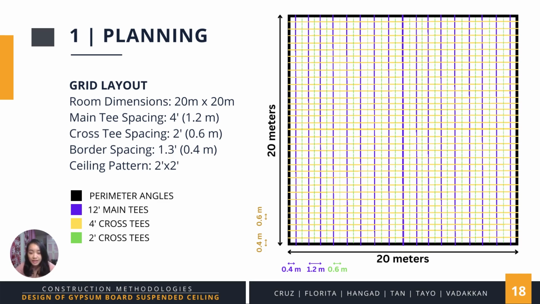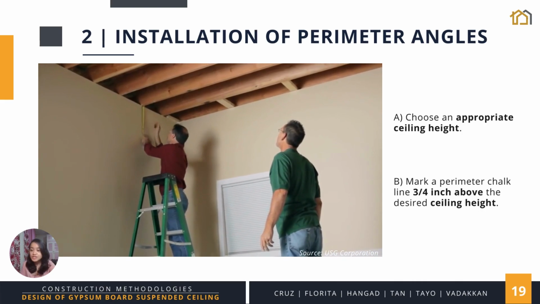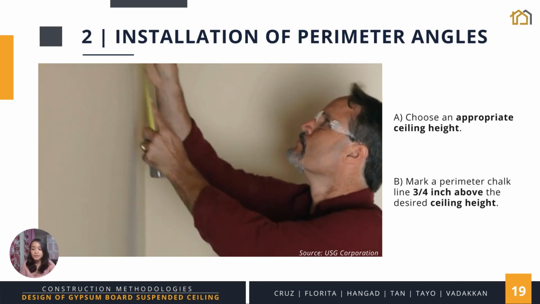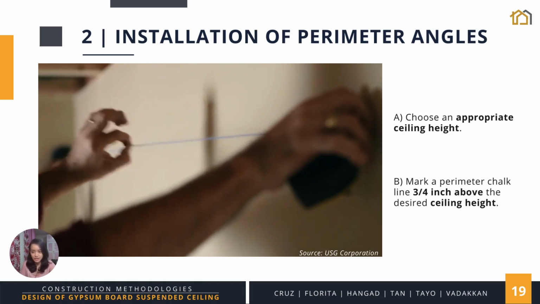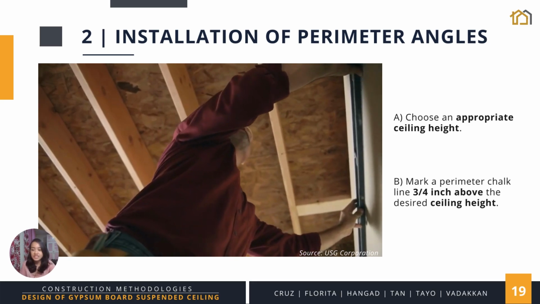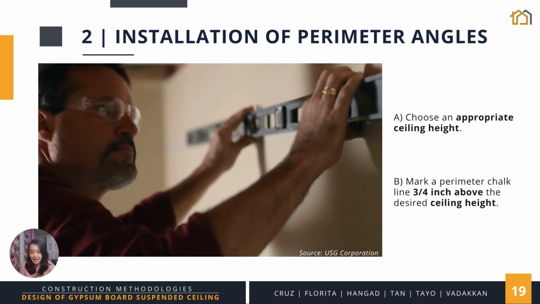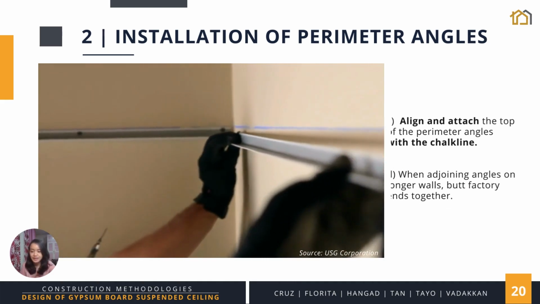Now that we're done with the grid layout, the next step is to install the perimeter or wall angles. First, choose an appropriate ceiling height. Be sure to maintain a 4-inch minimum clearance below the lowest air duct, pipe, or other obstruction. Then, mark a perimeter chalk line 3/4 inch above the desired ceiling height. Make sure to check the chalk line with the level.